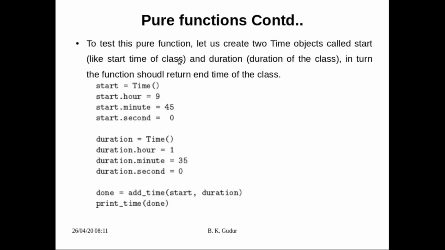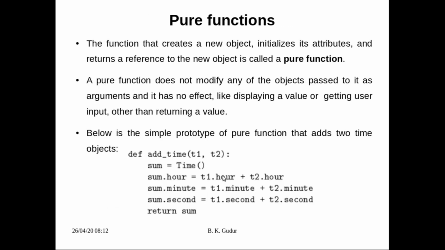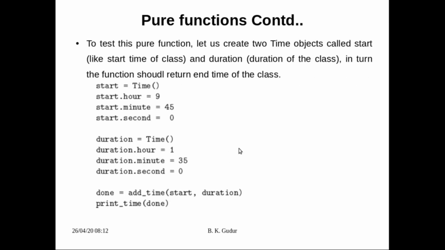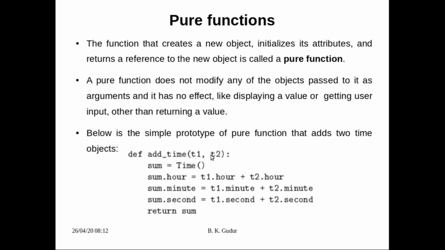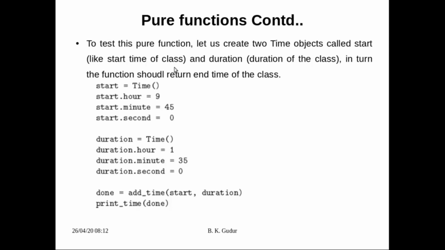To test this pure function which we have created, let us create two time objects: a start time of a class, and the duration of the class. In turn, the function should return the end time of the class. Means we are going to add two times. So t1 we consider as the start of the time and t2 is the duration of some class or any event in general. Then this is the start of that event and this is the duration of that event. If we add both, obviously we should get the end time of that event. This is the function that does it.